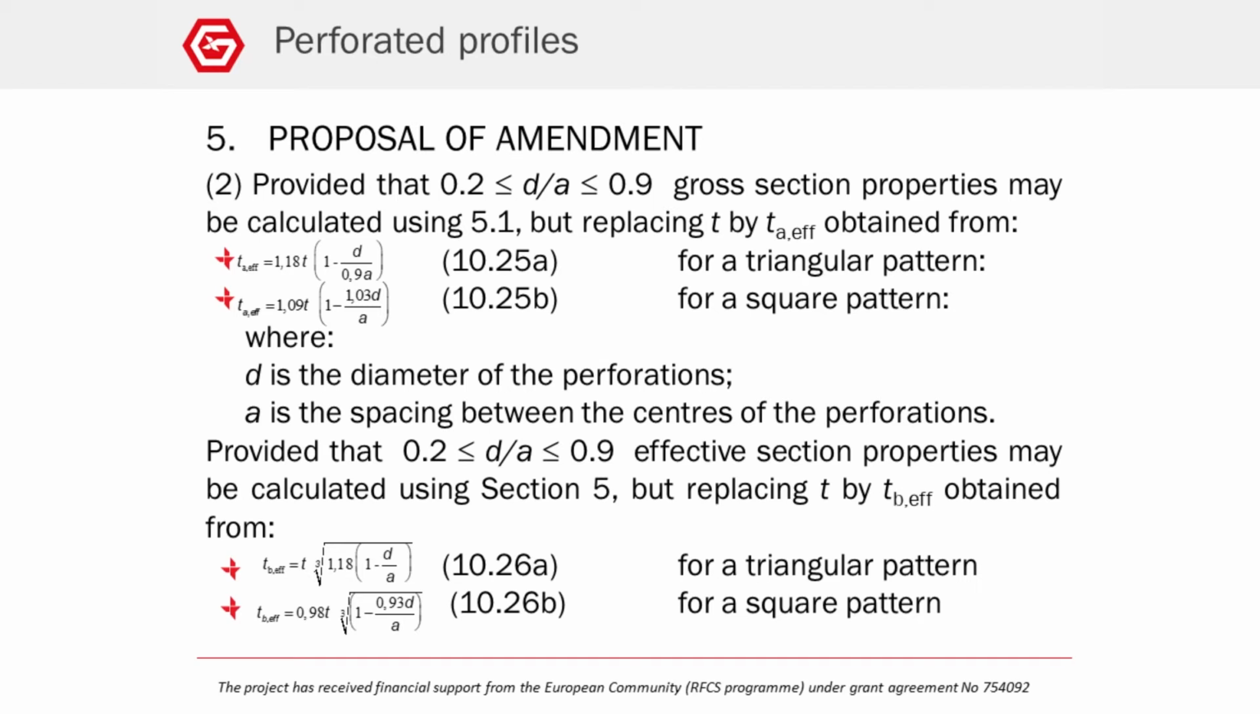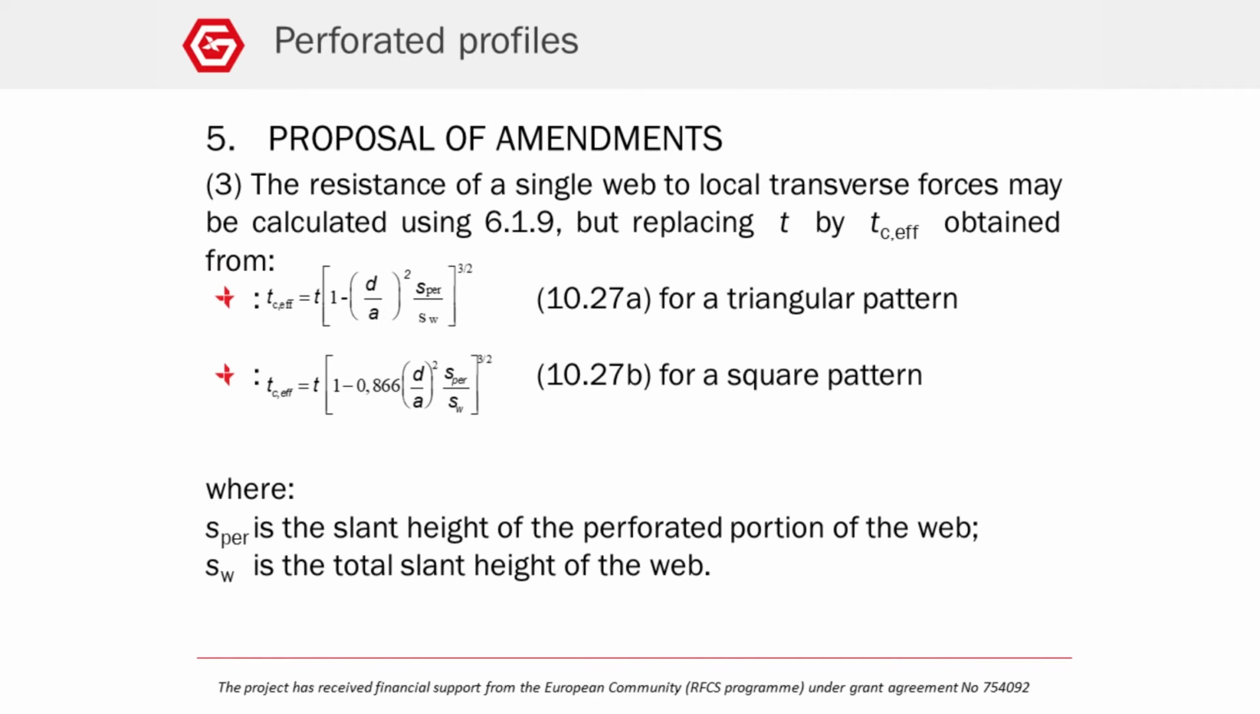A is replaced by 1.07 multiplied by E in TAF and in TBF, and TBF is multiplied by 0.93. For the resistance of a single web to local transverse forces, the formula for triangular pattern is the current formula from Eurocode 313, whereas in the formula for square pattern, A is replaced by 1.07 multiplied by E.